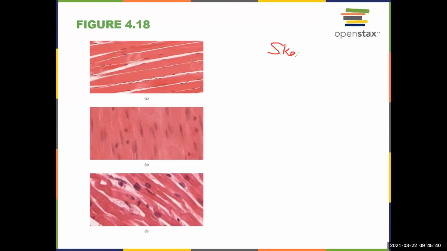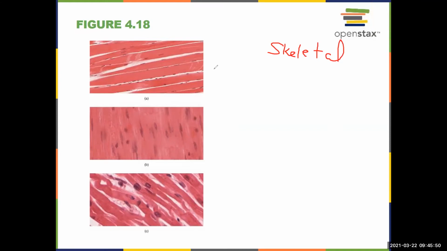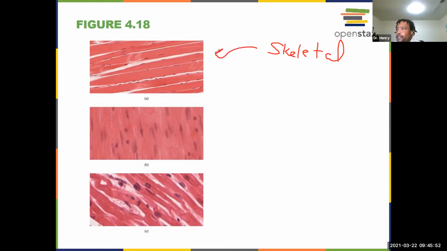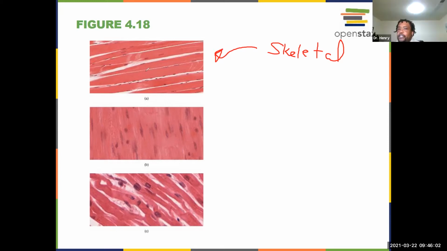So which one is the skeletal? A, B, or C? The first one? Yeah. And how can we distinguish between that? The lines on it. So the fact that it's striated, right? And then also there's one other thing.